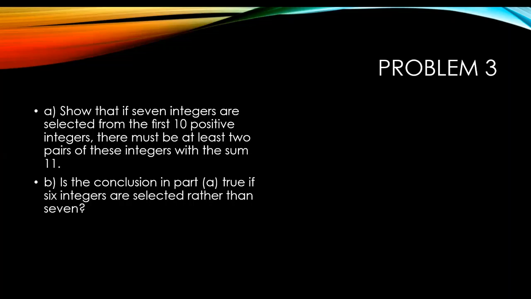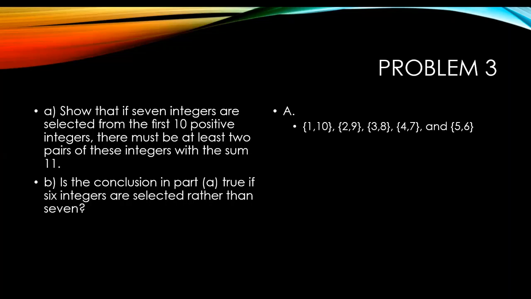And if we're going to pair one integer among the 7 integers to another integer within the 7 integers, it will give us 11. To show that this is true, we first need to get the pairs that will add to 11. These are 1 and 10, 2 and 9, 3 and 8, 4 and 7, and 5 and 6. These are the pairs that add to 11.